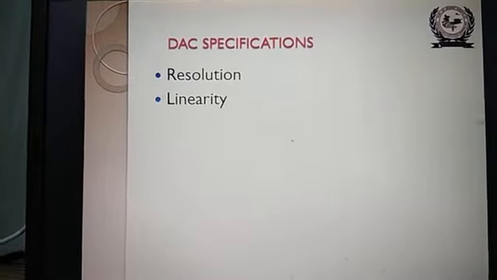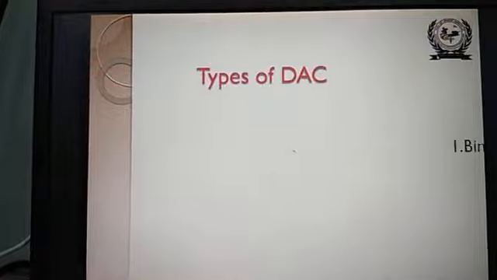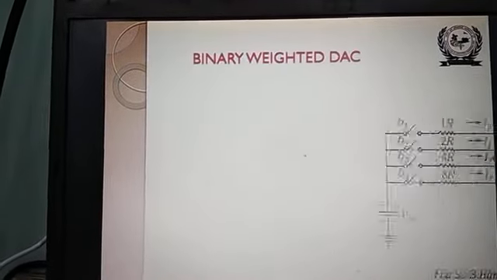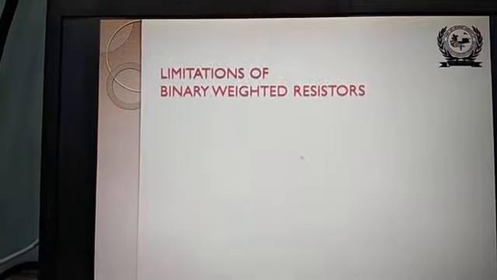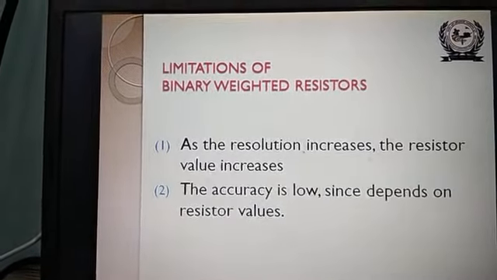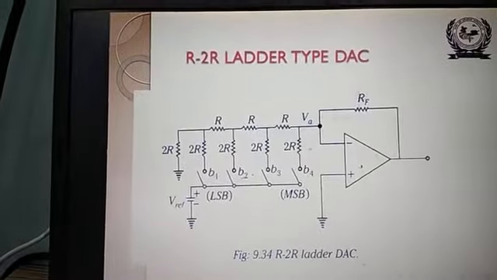We have gone through the specifications of the D to A converter. These are the specifications which we have seen. Types of DAC, binary weighted DAC and R to R ladder type DAC, we have seen. This is the circuit of binary DAC, and this is the equation of binary DAC. We have seen the limitations of the binary weighted resistor type DAC, and then the R to R ladder type DAC circuit also.